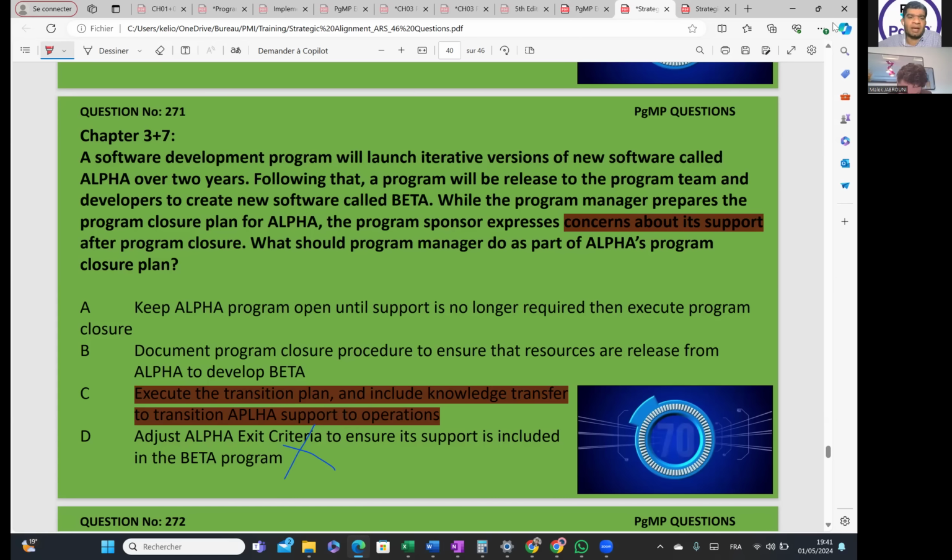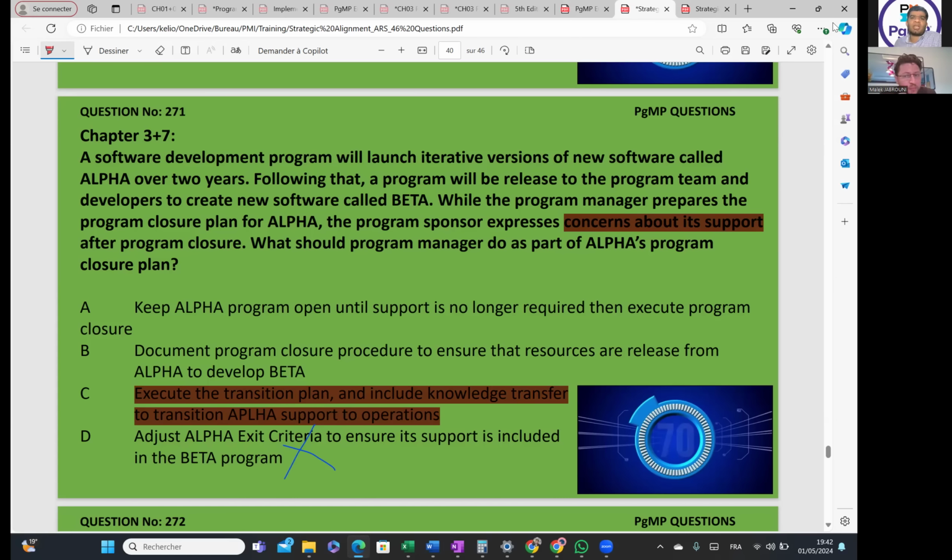And the closure plan will have: keep Alpha program open until support is no longer required, then execute the program closure. It's also not possible, I cannot keep any program open. Document program closure procedure to ensure the resources are released from Alpha to Beta. Maybe execute the transition plan and include knowledge transfer to transition Alpha support to operations. Okay. Closure plan, this is a very good answer. Adjust Alpha exit criteria to ensure its support is included in the Beta.